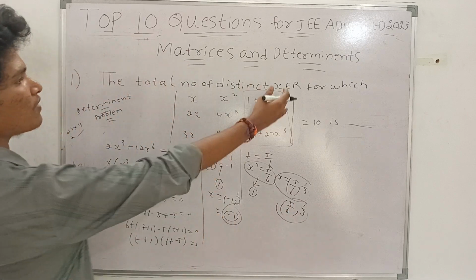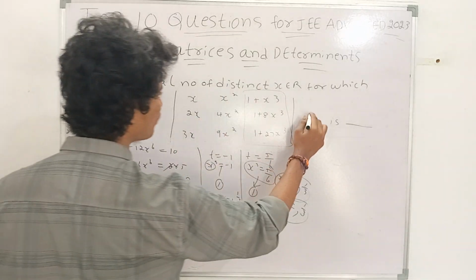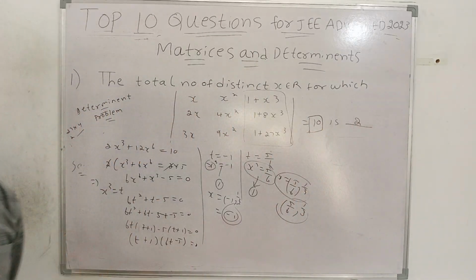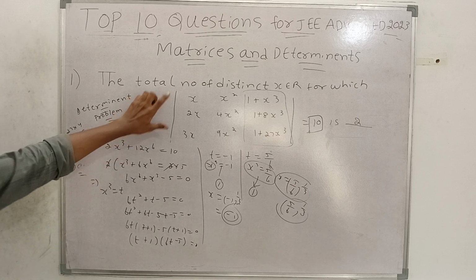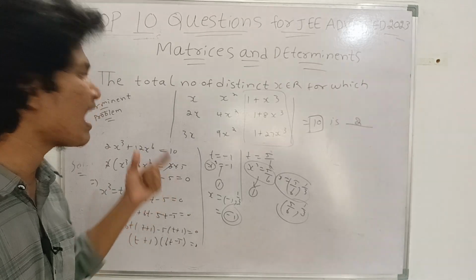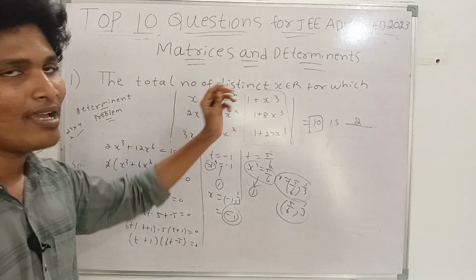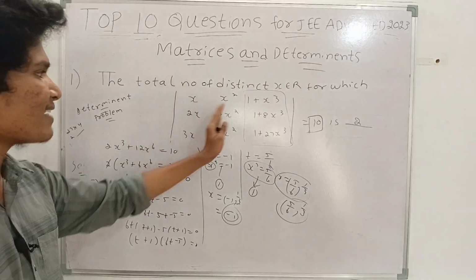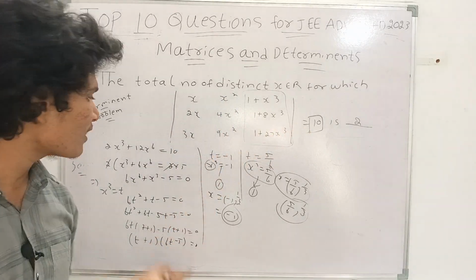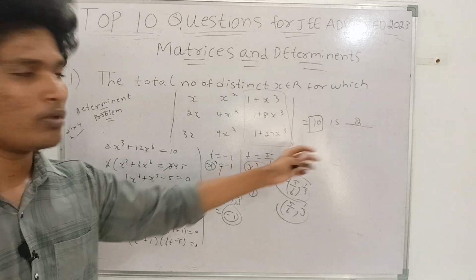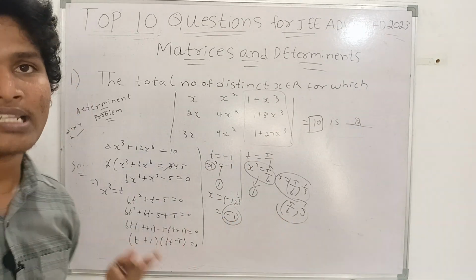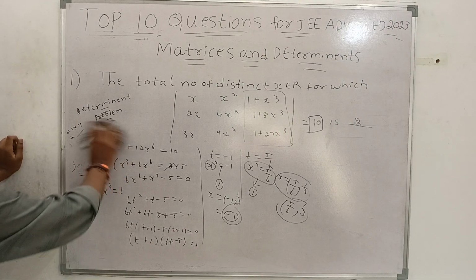So how many distinct values of x are possible for this determinant to be equal to 10? There are only two, so the answer is 2. Like this you have to solve. Basically, we have to use the determinant properties for splitting this, and after splitting we have to take x² common in the first determinant, and in the second determinant x² and x³ common. By taking common and equating to 10, we got two distinct values. And what are the distinct values? That is −1 and (5/6)^(1/3). These two are the distinct real values we got.